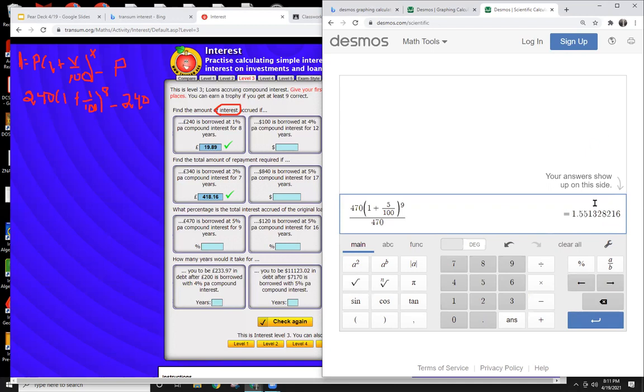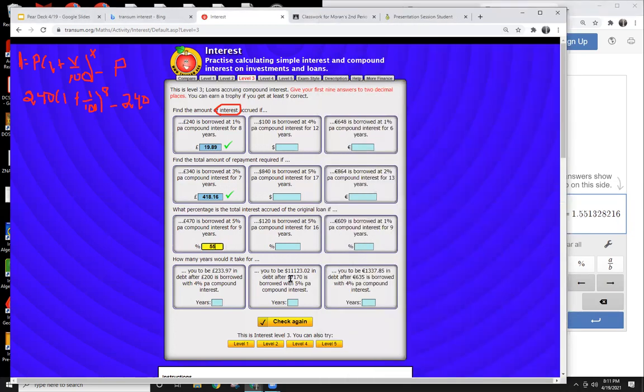Now, this not only gives us a percent, but also gives us our original amount. So what we gotta do is subtract 1 because that represents our original amount. So it will just be 0.5513. We want it as a percent, so it'll be 55.13%. Okay.